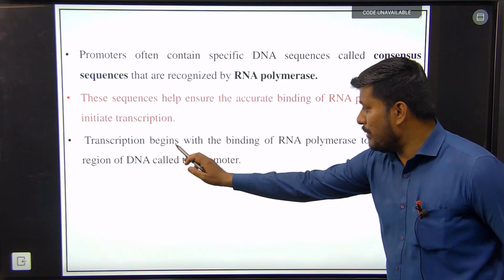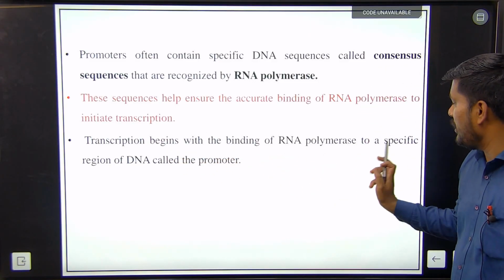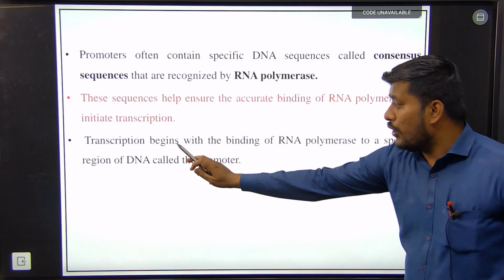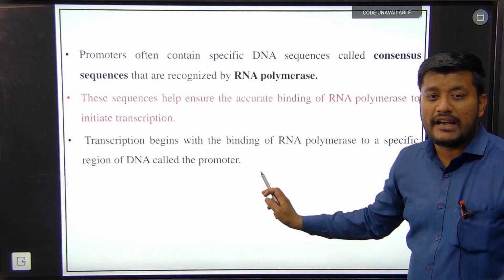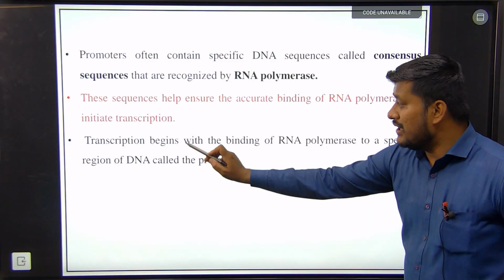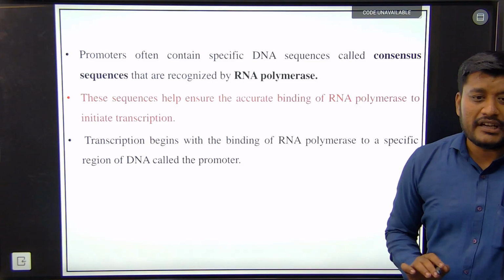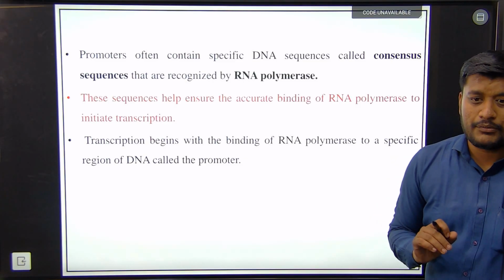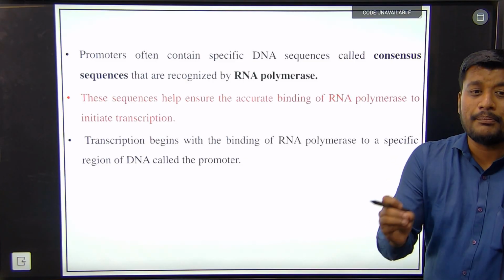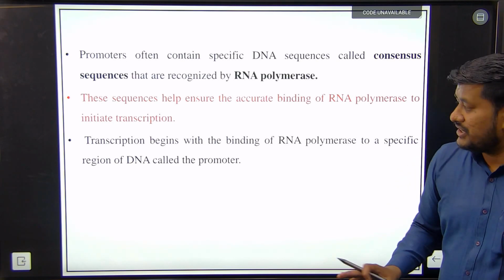So the transcription begins with the binding of RNA polymerase to a specific region on the DNA. It is called a promoter. So what is a promoter? In the promoter there is a presence of a consensus sequence where RNA polymerase comes and binds. This is called the promoter region.